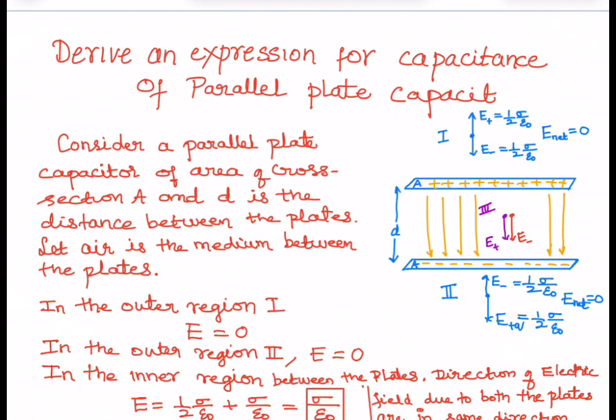Okay students, how do you answer the derivation for the expression of capacitance of a parallel plate capacitor in the exam? First you have to give some introduction, then draw the relevant diagram, and then proceed with the equations. What are the assumptions you can write? Consider a parallel plate capacitor of area of cross section A, and d is the distance between the plates. Let air or vacuum be the medium between the plates.